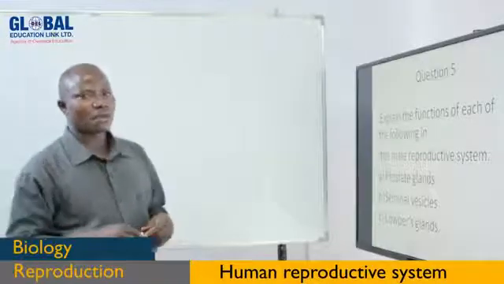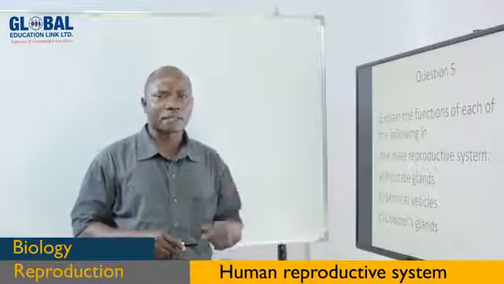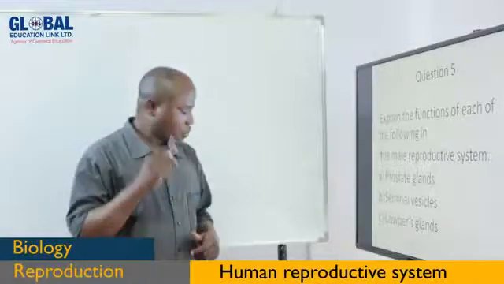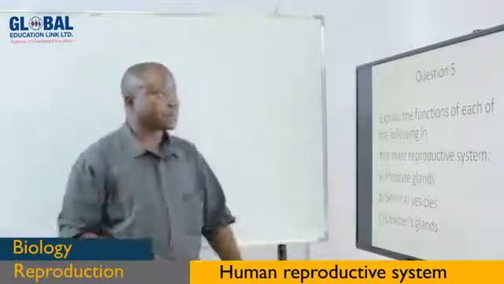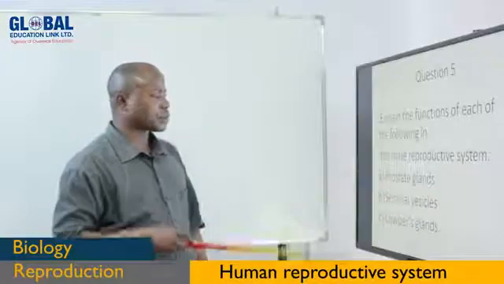But within the male reproductive system, we can produce a large number of questions asked in different ways. After having done question number 1, 2, 3, and 4, let us see question number 5. The question number 5 reads as follows. Explain the functions of each of the following in the male reproductive system. A. Prostate gland. B. Seminal vesicle.